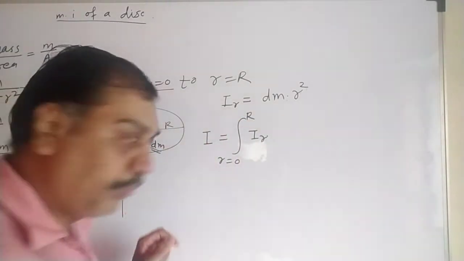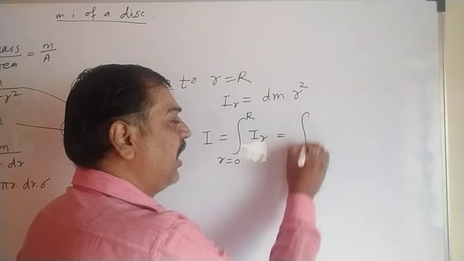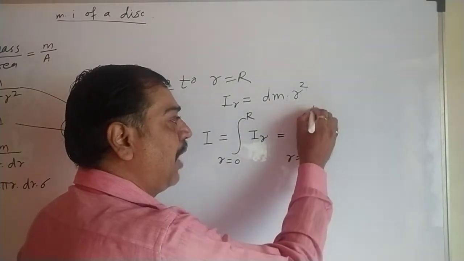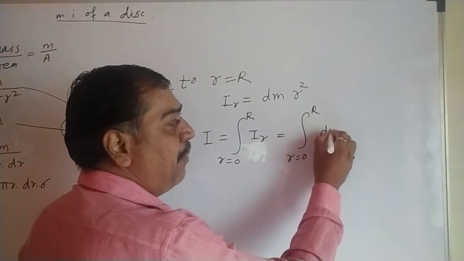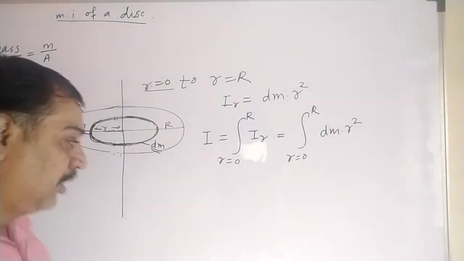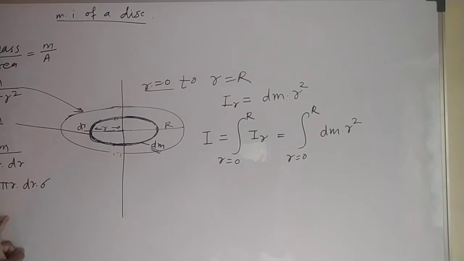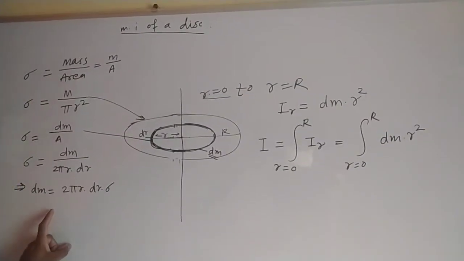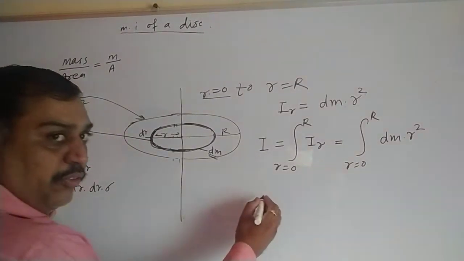So go further, put in the values. The integration, r varying from 0 to capital R, of dm into r square. Put the value of dm now, which we have derived initially here on this side. Put it there and rewrite the equation. So I will write here.